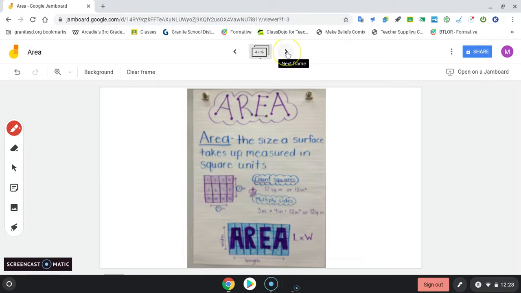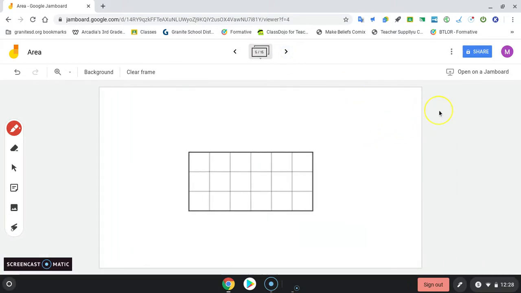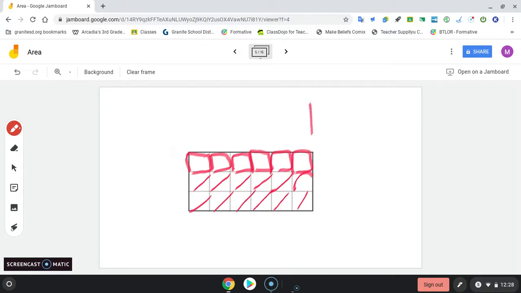So when we first start out, we're just going to have you count them, right? So I'm going to count squares. So here's 1, 2, 3, 4, 5, 6. This one is 7, 8, 9, 10, 11, 12, 13, 14, 15, 16, 17, 18 squares. So the area of this rectangle would be 18 squares.